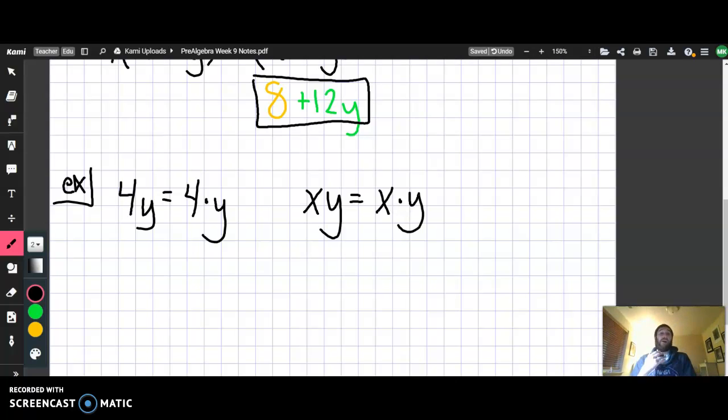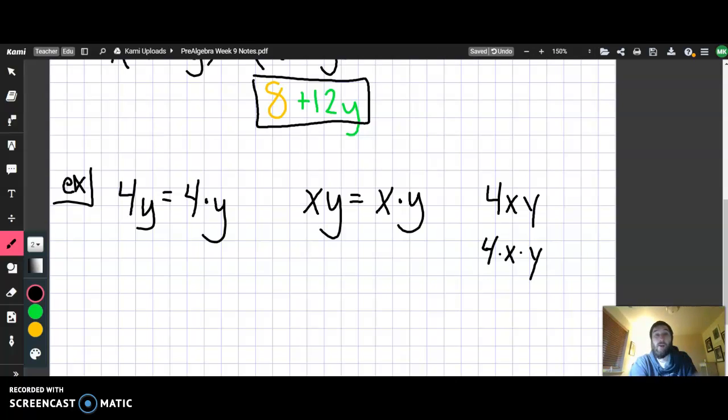And so that can apply to any number of numbers and variables, right? As long as we have that number in front, whatever we're writing after that without a symbol is multiplication. And so if I write 4xy, that is the same thing as 4 times x times y.